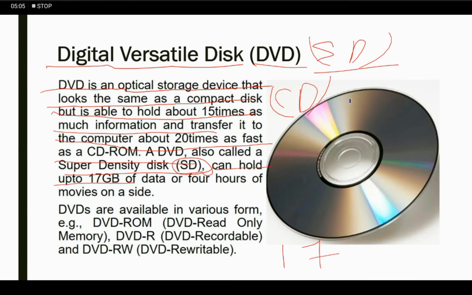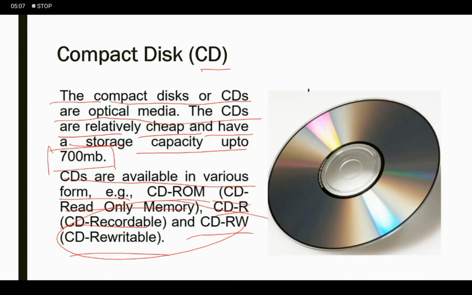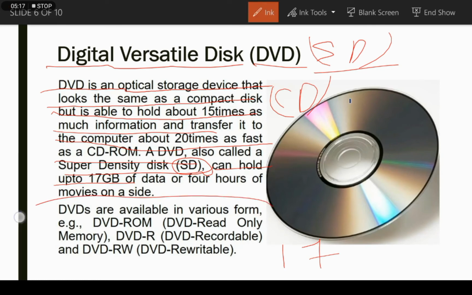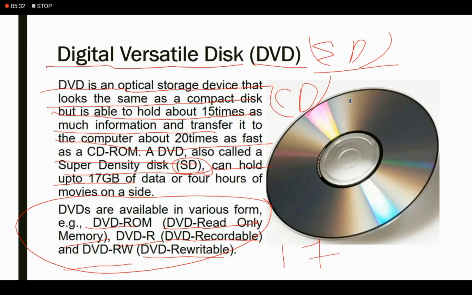So as a CD can store only 700 MB of data, a DVD can store 17 GB of data. Like CD, DVD is also of three types. The first one is DVD-ROM, which is DVD read-only memory. The second one is DVD-R, which is DVD recordable, and the third one is DVD-RW, which is DVD rewritable.